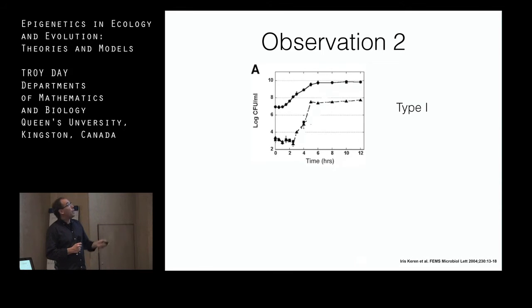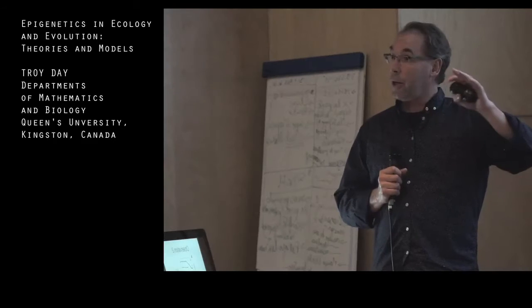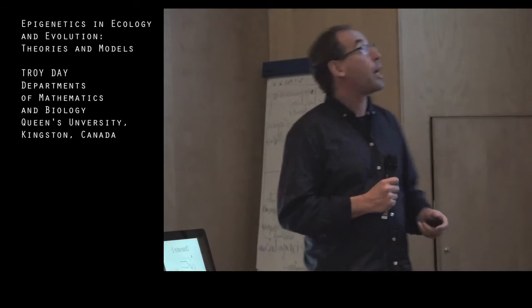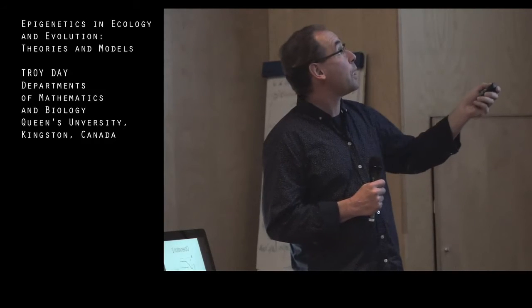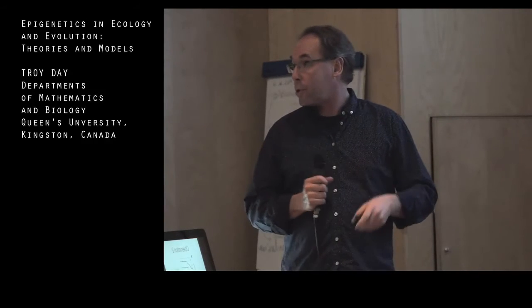And the idea behind this plot here is to show that, well, you see a very low level of persister cells, and then all of a sudden something happens and the number of persister cells increases, and it seems to be associated with an approach to stationary phase in these bacterial cultures. And so the argument is maybe there's a phenotypically plastic response here. As resources get depleted, the bacteria are now turning on this persistence phenomenon and they're becoming dormant. And so this has been referred to as a type 1 form of persistence.